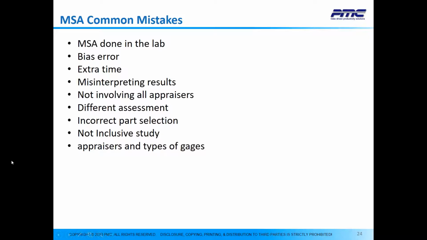Not involving all appraisers, as I was saying before, and types of gauges. So if the appraisers are using different types of gauges, right? You can't just do it on one type and then assume that all the gauges are good. So you need to, again, make sure that the MSA is conducted on all types of gauges.